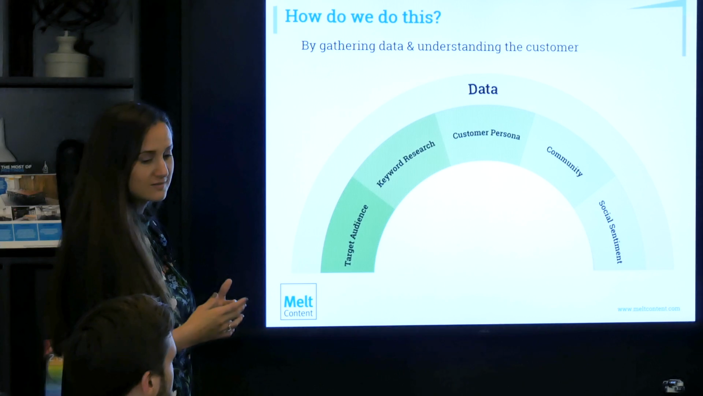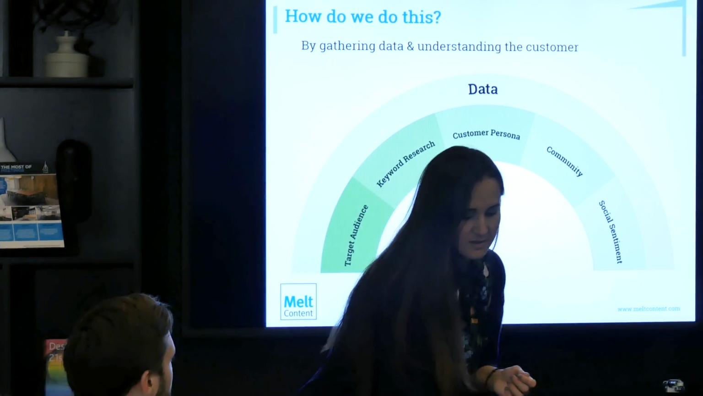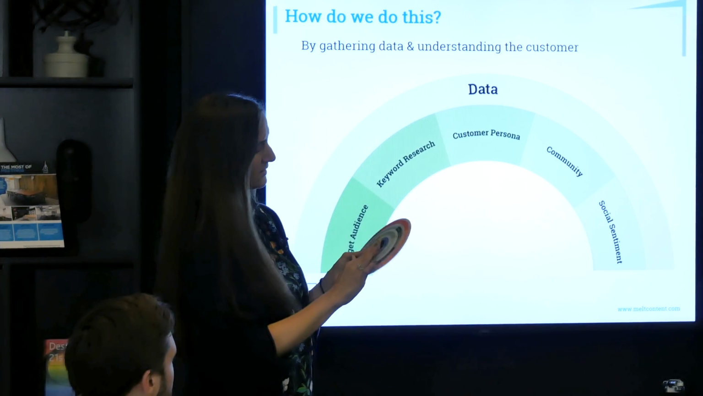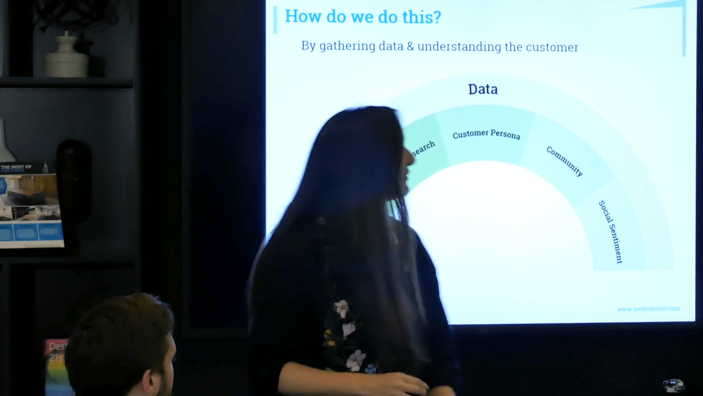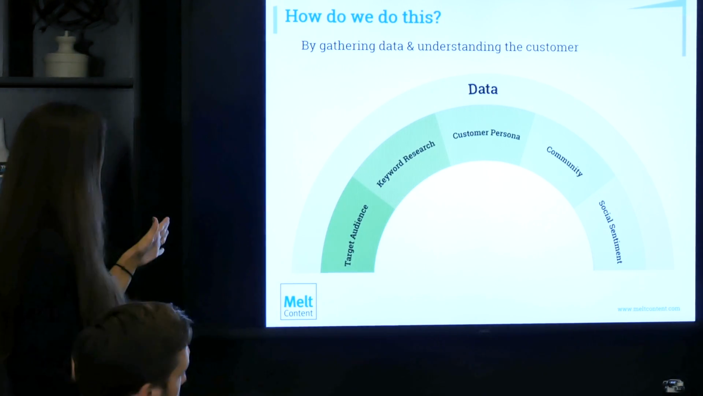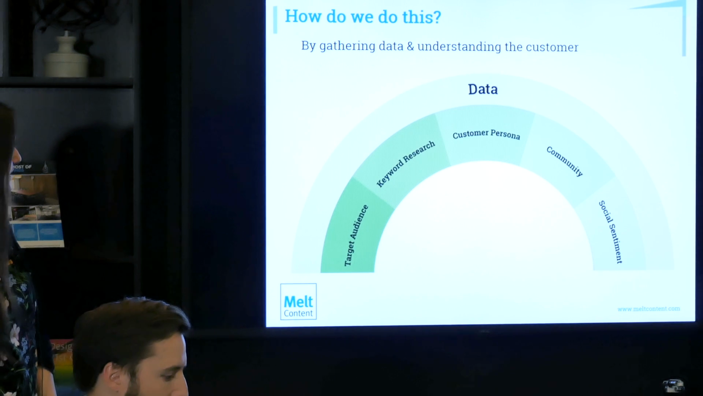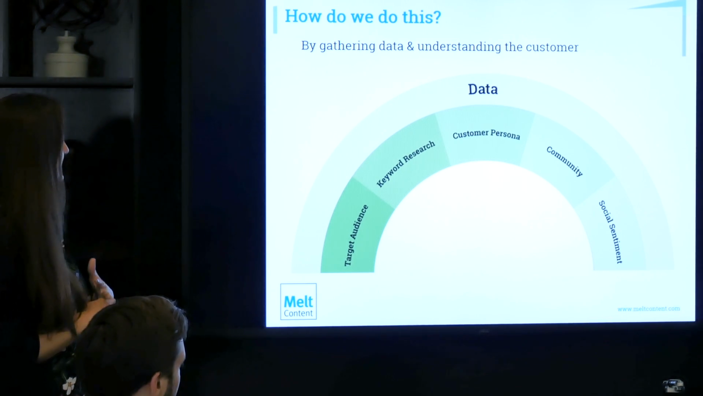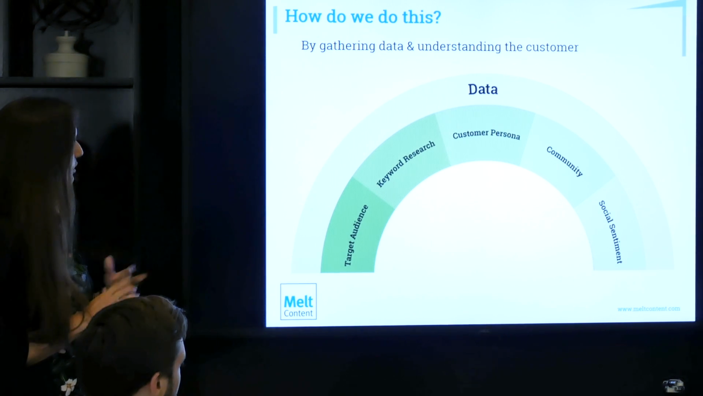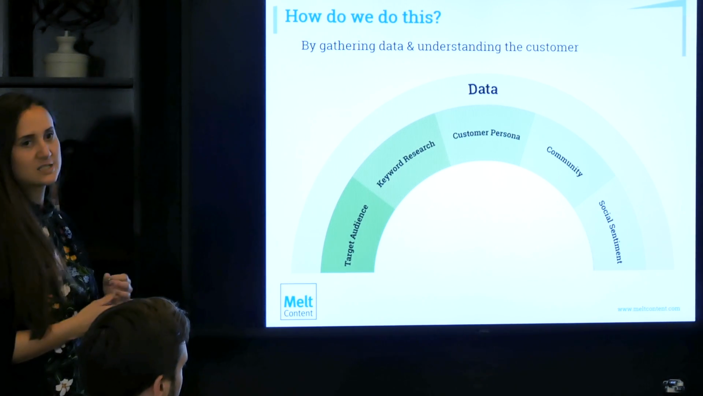And so how do we do this? So as you look through the wheel, you'll be able to see on the 2.2 the data and analysis. And this effectively is understanding the target audience, doing your keyword research so you can find out what types of search volumes, what queries are they saying, understanding your customer persona, what communities are they in online, and what is the social sentiment.